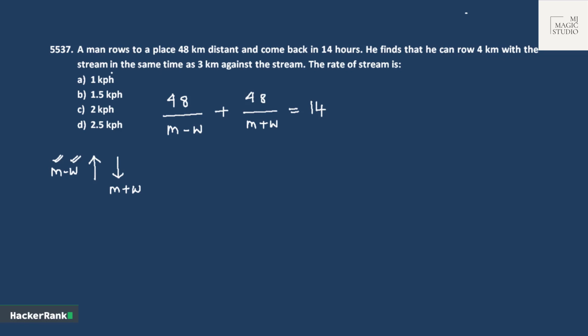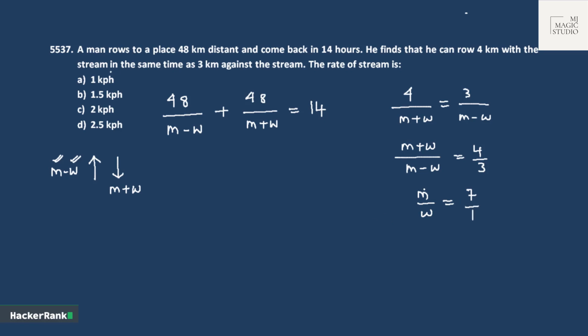He finds that he can row 4 kilometers with the stream in the same time as 3 kilometers against the stream. That means (m plus w) upon (m minus w) is equal to 4 by 3. We can use componendo dividendo and we'll get m by w is 7 by 1. Ratio of speed of boat and speed of water is 7:1.